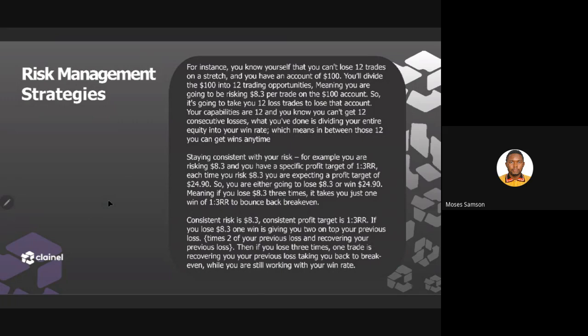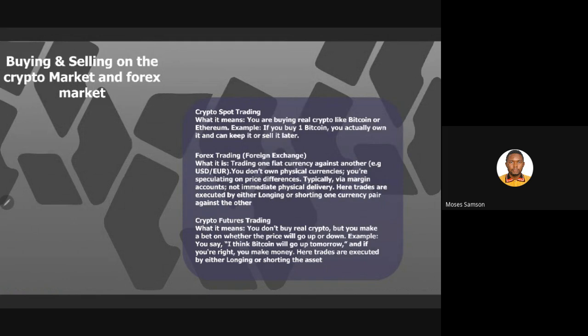Okay, so buying and selling in the forex markets. We just talked about that. In the forex market, you trade one fiat currency against another, e.g., USD and Euro. You don't own physical currencies. You are speculating on price differences. That's what you're doing in the forex market. You don't actually own these currencies, unlike in the crypto spot market. When you buy one Bitcoin, you actually see one Bitcoin in your wallet. And my colleague is going to dissect every bit of that in our lesson tomorrow.